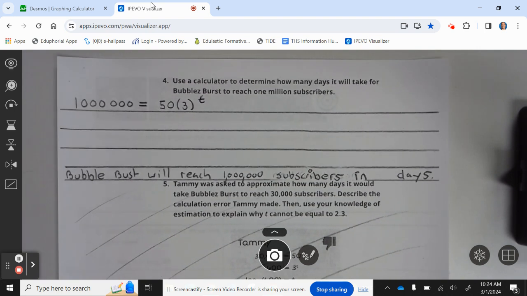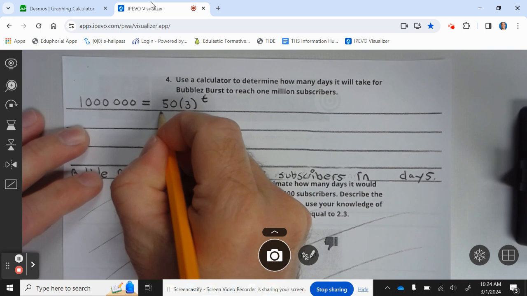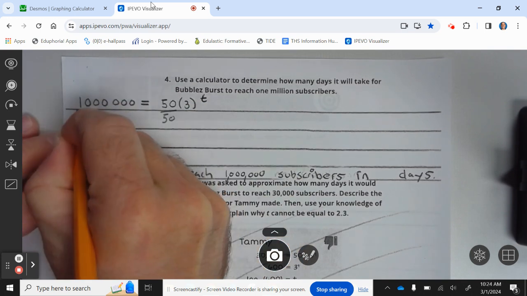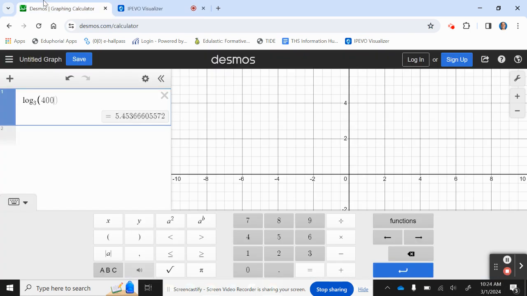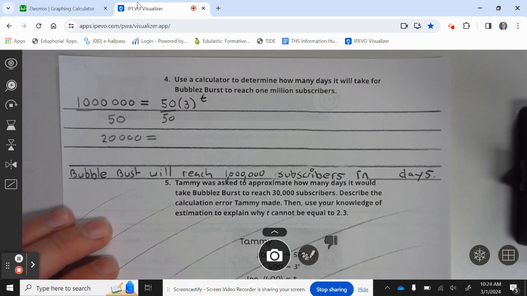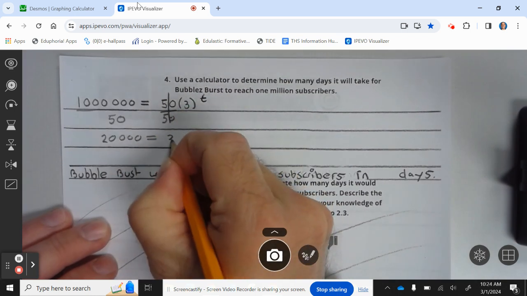Number 4, use a calculator to determine how many days it will take for Bubble Burst to reach 1 million subscribers. Okay, so let's go ahead and solve this. So first step, we're going to divide both sides by 50. Okay, that's 20,000. This divides becomes 1. Get 3 to the t.